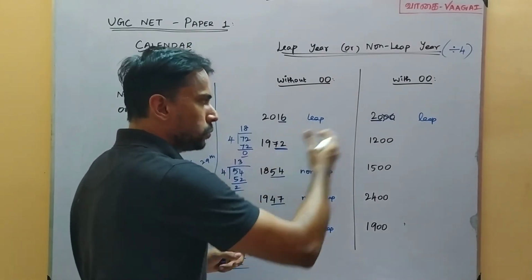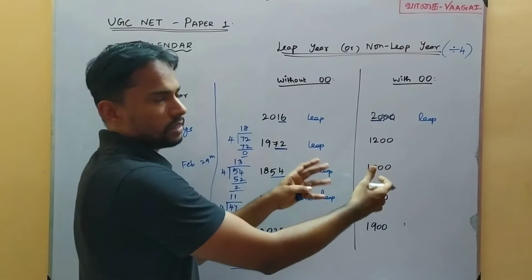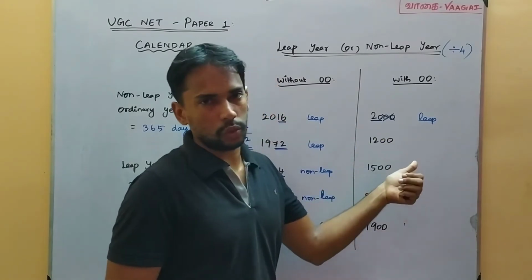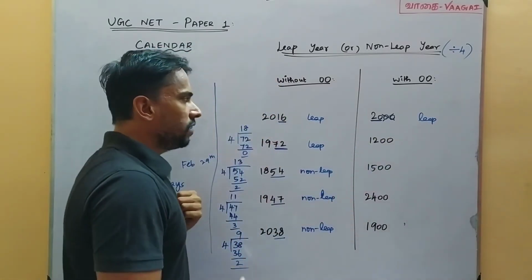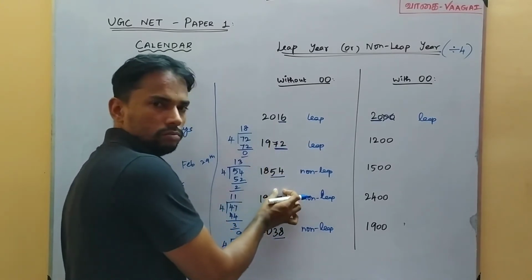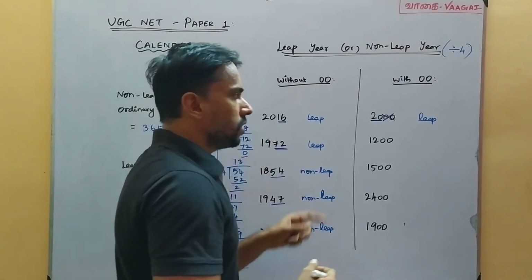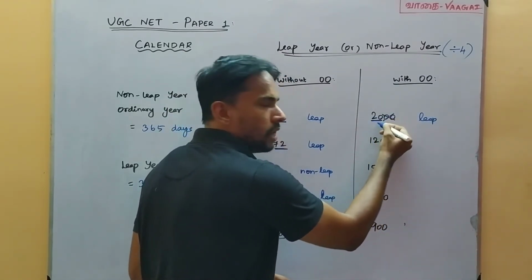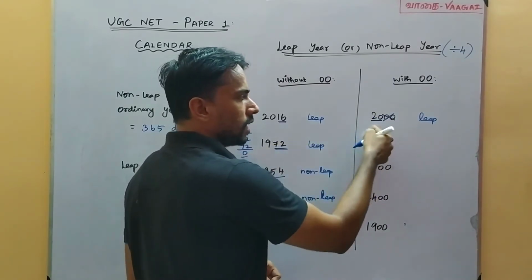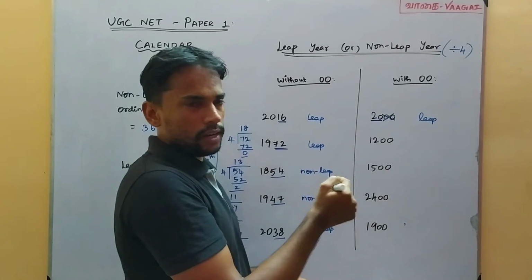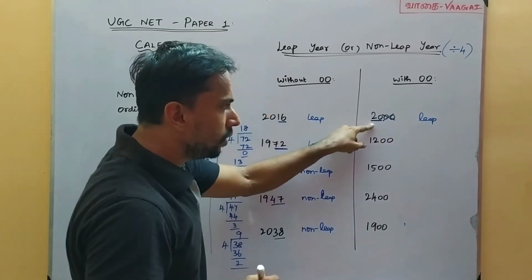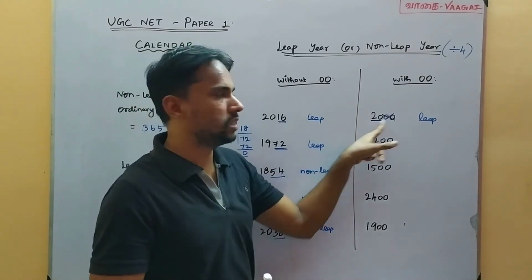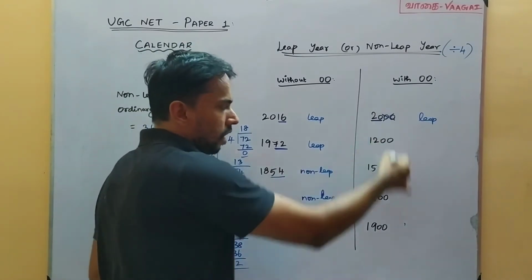And try to understand the difference between these two columns, I mean these two varieties. What if the year is not ending with double zero? And what if it ends with double zero? We have a clear difference. If it is not ending with double zero, just take the last two numbers alone, divide it by 4 and then conclude. But if the year is ending with double zero, then reject that double zero and see what is there before that double zero. Here in this example, we have removed the last double zero and we have got this 20. This 20 we are checking by 4. We know that 20 is divisible by 4. That means it is a leap year. Understand the difference?